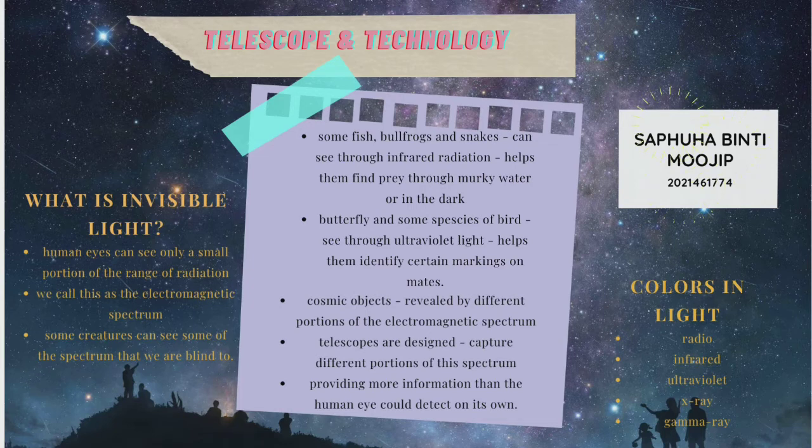Certain fish, bullfrogs and snakes, for instance, can see infrared radiation, which helps them find prey through murky water or in the dark. Butterflies and some species of birds can see ultraviolet light, which helps them identify certain markings on mates. When it comes to cosmic objects, key information is revealed by different portions of the electromagnetic spectrum. Telescopes are designed to capture different portions of this spectrum, providing more information than the human eye could detect on its own.